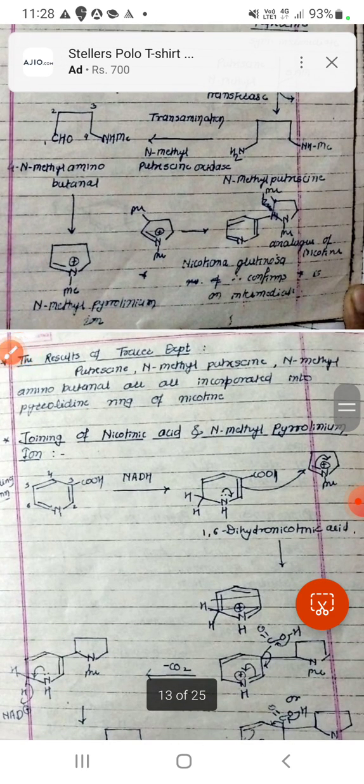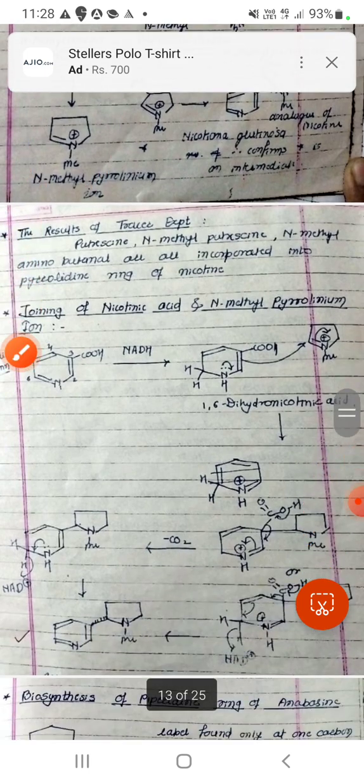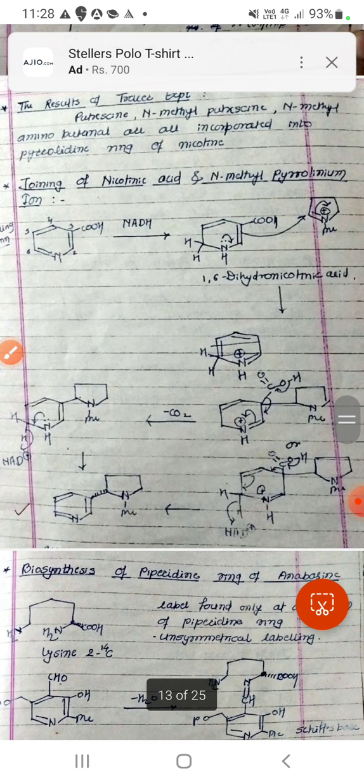After that, this 4-N-methylamino butanal, its nitrogen having a lone pair of electrons, reacts with this carbonyl group and we will get the 5-membered ring, called N-methyl pyrrolinium ion. So we have seen the biogenesis of nicotinic acid and N-methyl pyrrolinium.